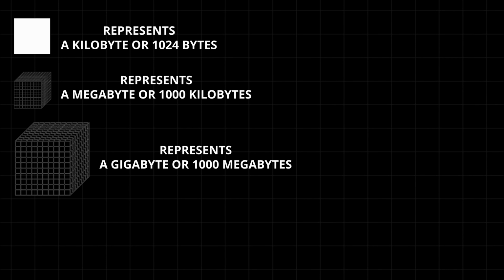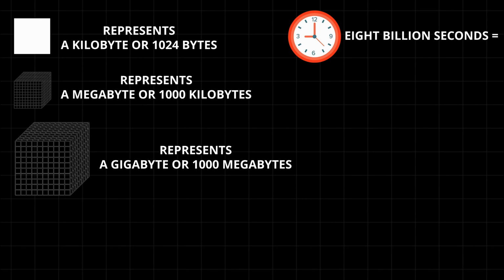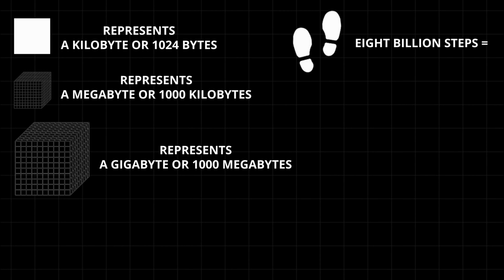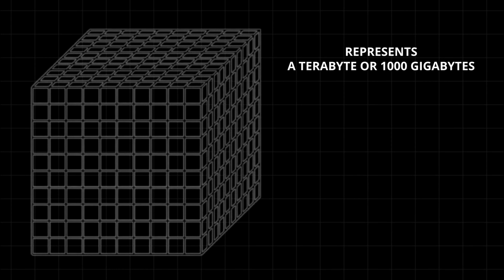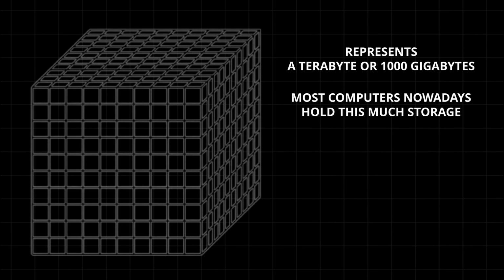The next size up is a gigabyte, which is 1 billion bytes, or 8 billion ones and zeros. To put that into perspective, if you lived for 8 billion seconds, you would be 254 years old. If you took 8 billion steps, you would go around the world 139 times. And finally, the biggest size, a terabyte. The most you would ever need for all your videos and photos. It is 1 trillion bytes, or 8 trillion ones and zeros.